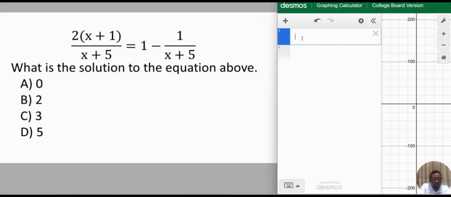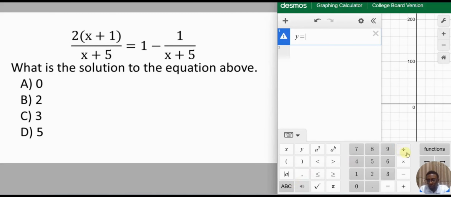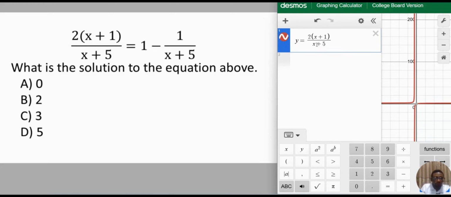I'll type the left hand side as y = 2. This is a fraction, so I will look at my other button here. I press divide. So I have 2(x + 1) over x + 5, clicking the cursor at the denominator. So that's my equation on the left.